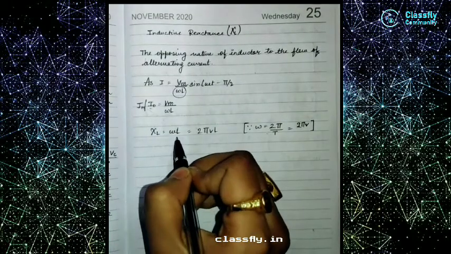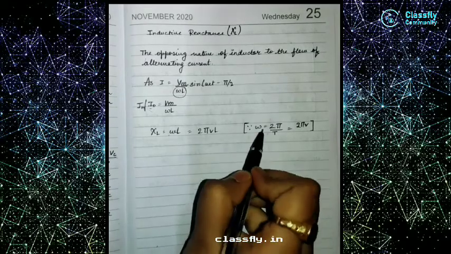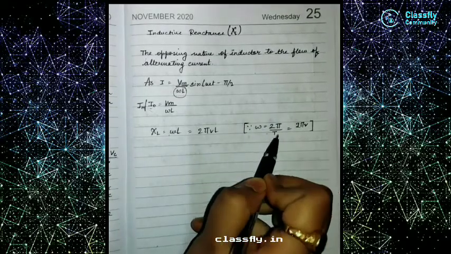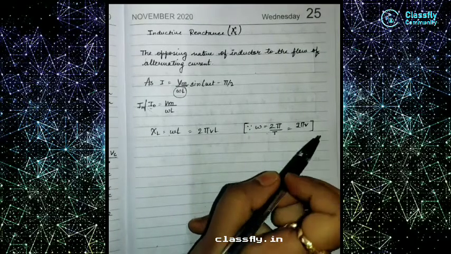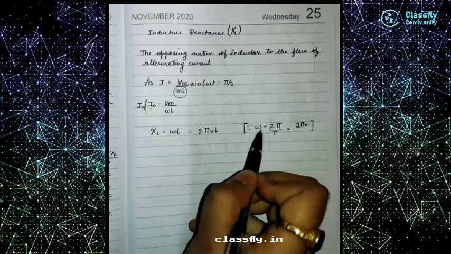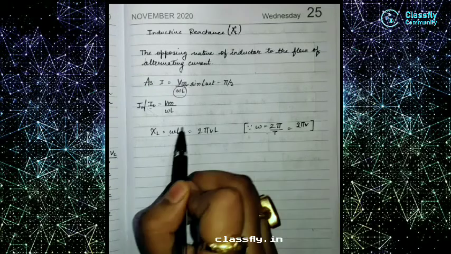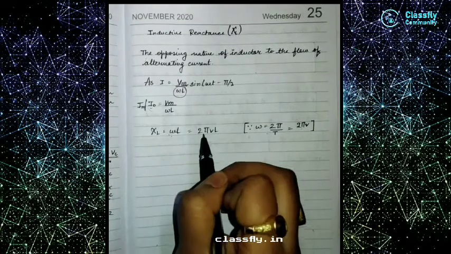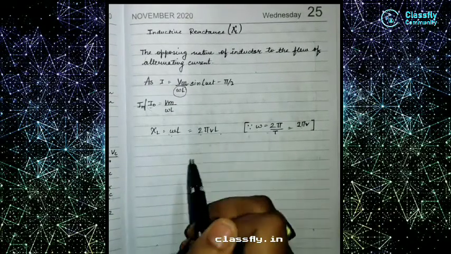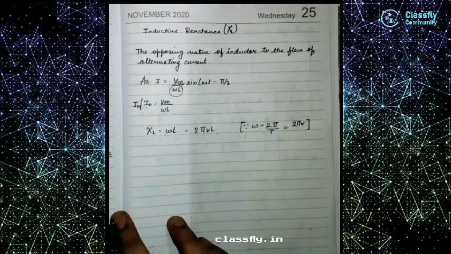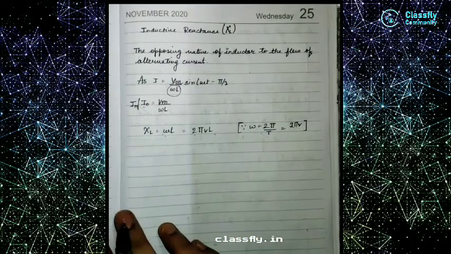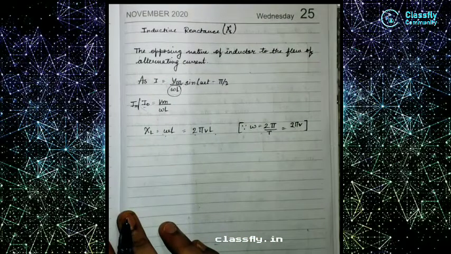So our omega L is the opposing nature of the inductor, which is represented as XL. And we know that omega is equal to 2 pi by T, and we know that 1 by T is our frequency. So it can also be written as 2 pi nu. So when we put this value in here, we get XL equal to 2 pi nu L. So today's lecture ends here. In brief, I would say that the current will lag by 90 degrees in the inductance case.